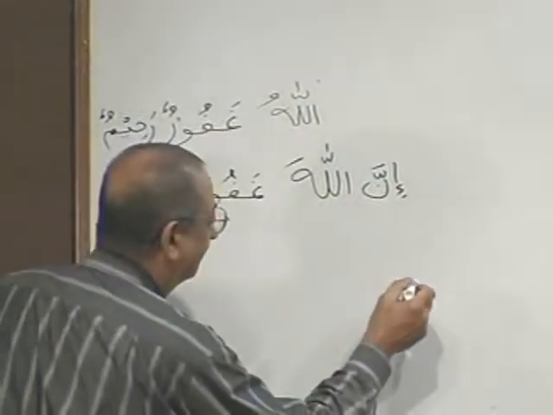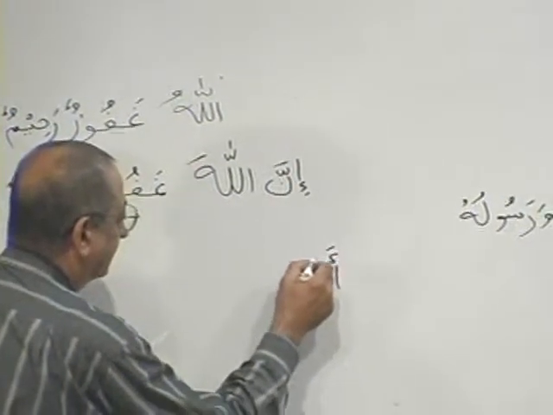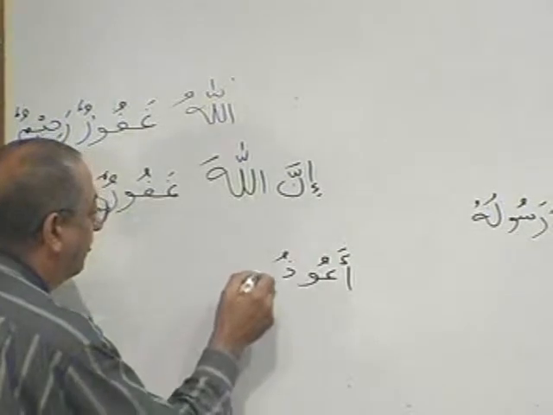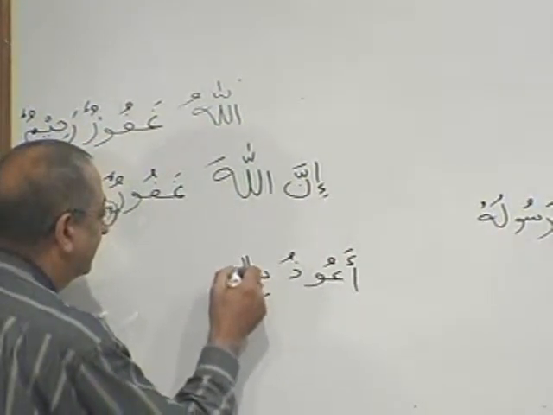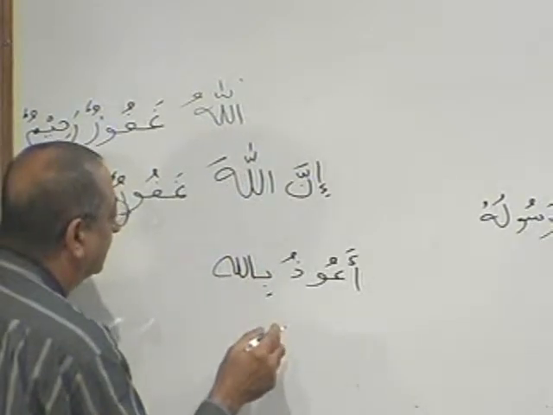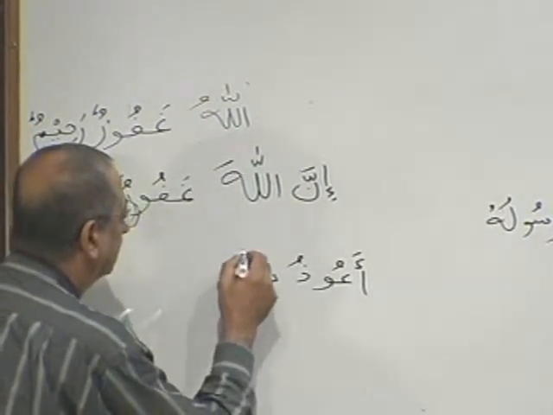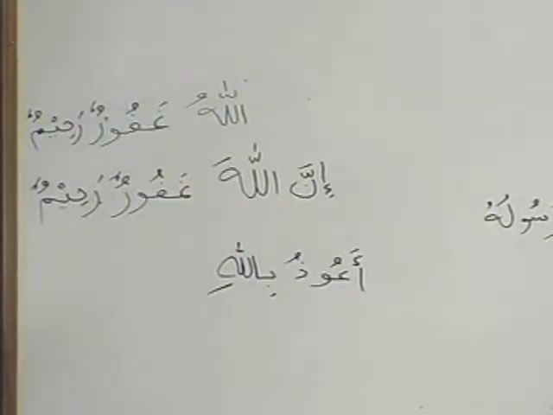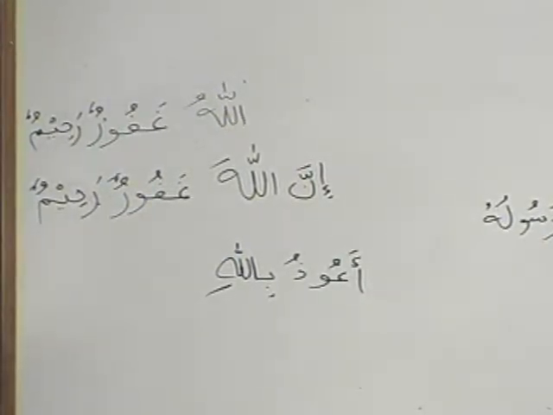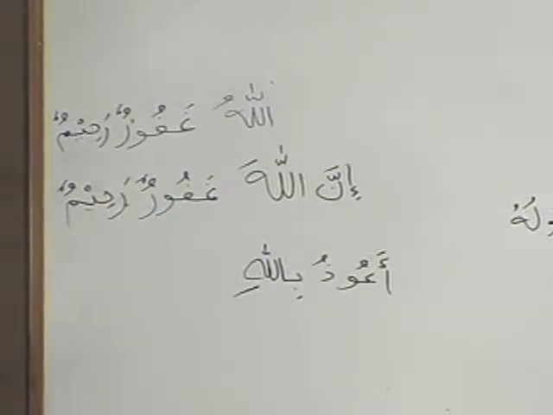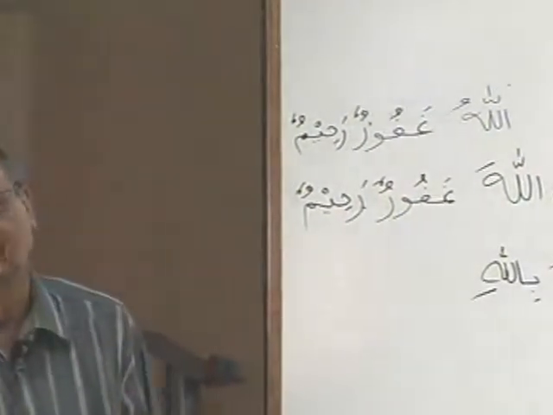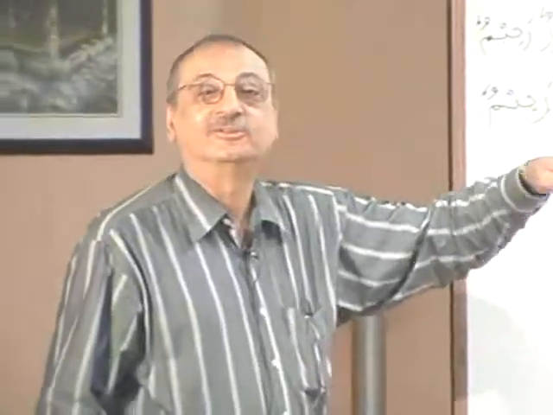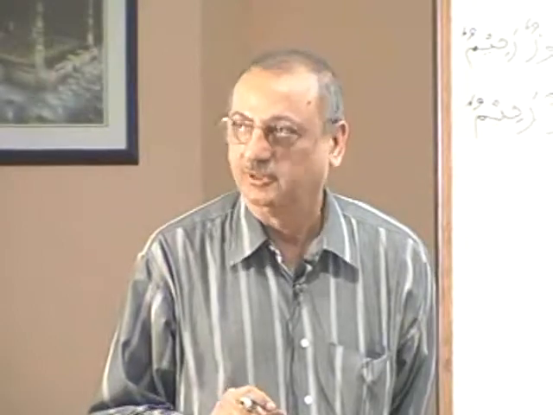Now we say A'udhu billahi. What did I write down? Hey, come on. Give me a break, brother. What's going on here? Sometimes you are saying Allahu. Sometimes you are saying Allaha. And now you are saying Allahi. What's going on? But as we know, the nouns decline in the Arabic language. And we are going to learn about that. Are you with me? We are going to learn about that.